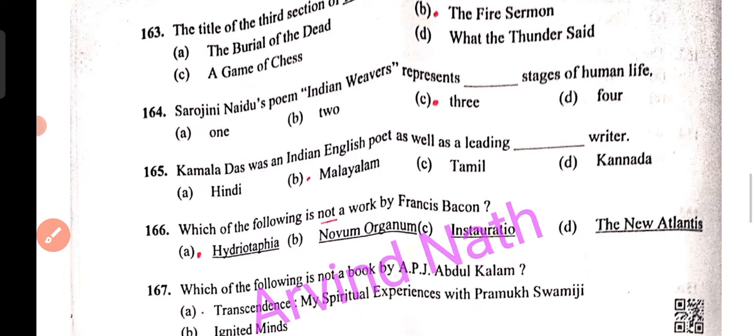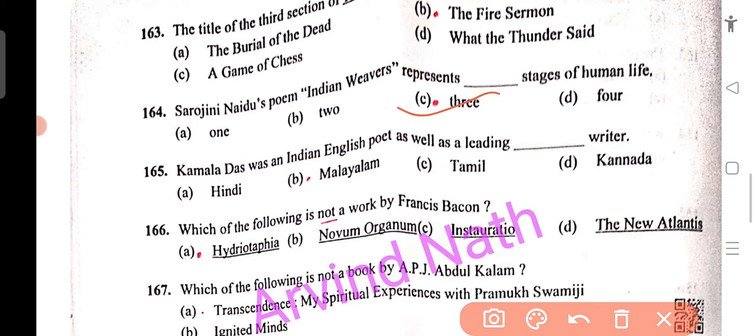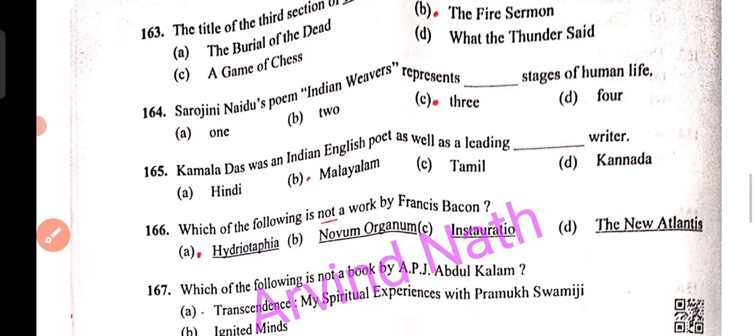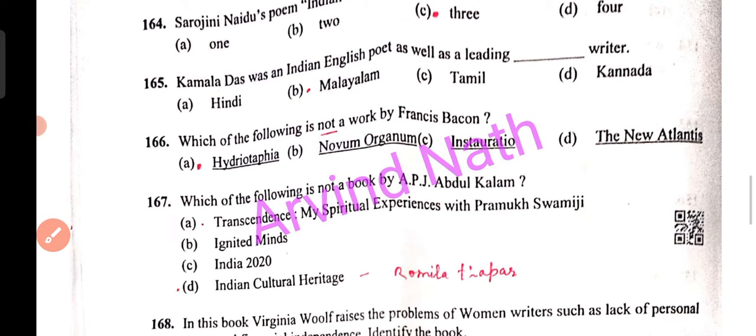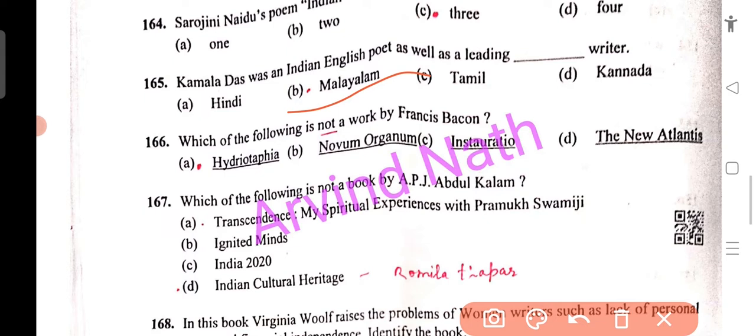Now the question number 164. Sarojini Naidu's poem The Indian Weavers represents three stages of human life. Now the question number 165, Kamala Das was an Indian English poet as well as a leading Malayalam writer. Now the question number 166, which of the following is not written by Francis Bacon? Option number A will be the correct.